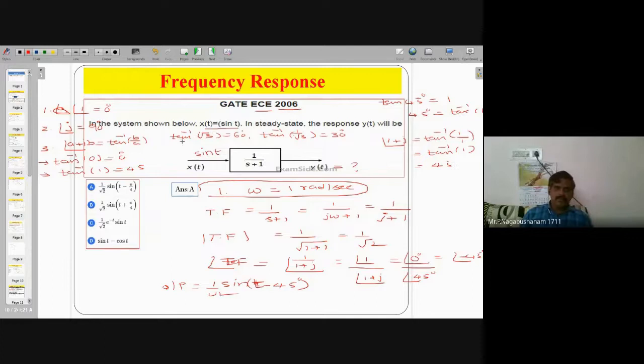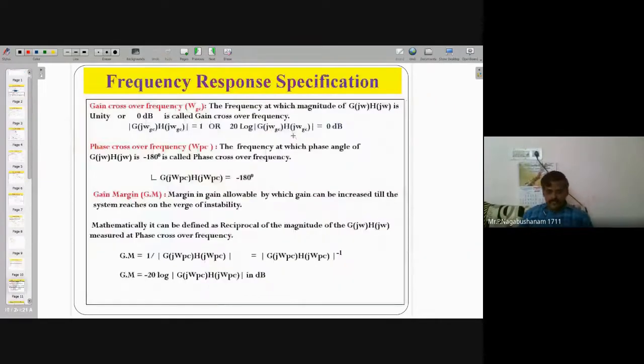These 4 values are very important to solve Bode plot and polar plot. Keep in mind: tan inverse 0 is 0, tan inverse 1 is 45, tan inverse root 3 is 60, tan inverse 1 by root 3 is 30 degree. I'm helpless if you don't know them. From this definition, you will get 1 to 2 marks.